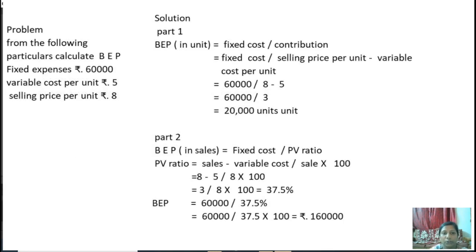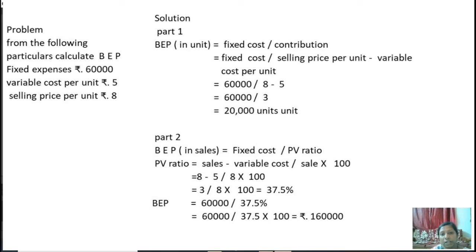So now the solution. Here also I solved these problems in two methods. The first one, BEP in unit. The formula for the unit: fixed cost divided by contribution, or fixed cost divided by selling price per unit minus variable cost per unit. The contribution means the selling price per unit minus variable cost per unit. So selling price minus variable cost equals contribution.